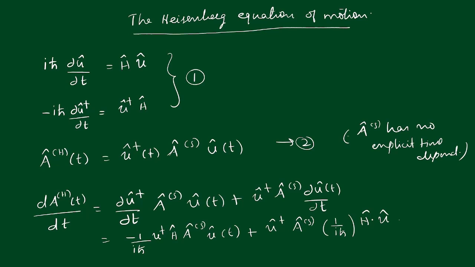Alright? So I have to go to the next page, so I'll just write it like this. You can check if you are following this. I pull this 1 by i h cross outside. Minus term, now second term. Okay, add the plus term. So you write the second term first. This is U dagger A S H U. Is that correct? Minus U dagger H A S U, right?